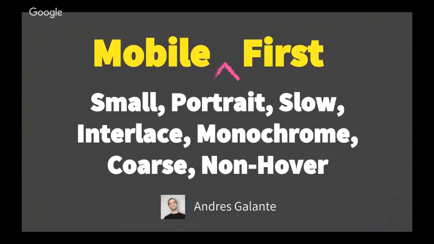So a gentleman by the name of Andres Gallant wrote a great article for CSS Tricks about putting them all together. So you have mobile, small, portrait, slow, interlace, monochrome, coarse, non-hover first. Mobile first was a great starting point when we were first figuring out what responsive design was. But in our everything has a browser now world, this update provides a rock-solid, future-friendly foundation to build from.